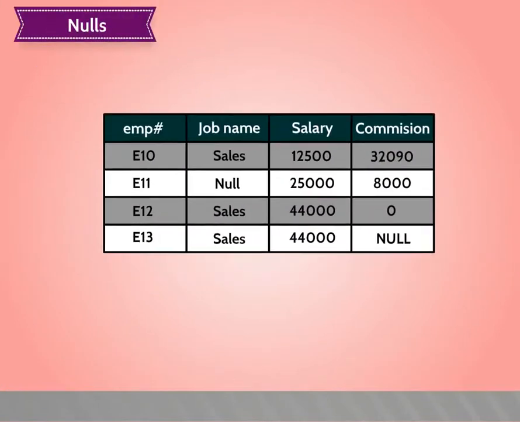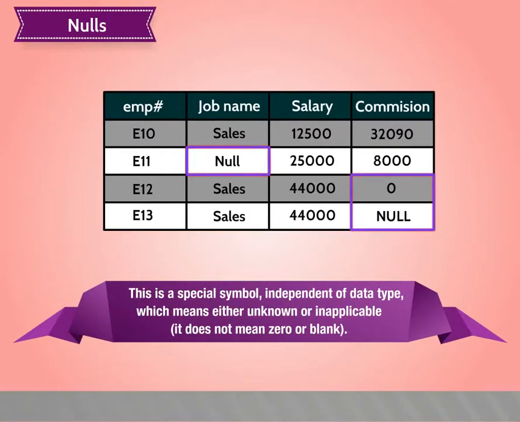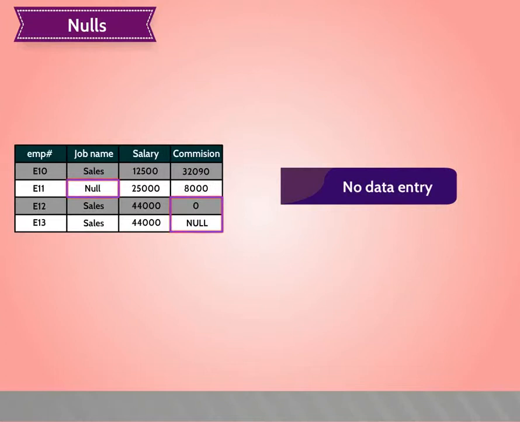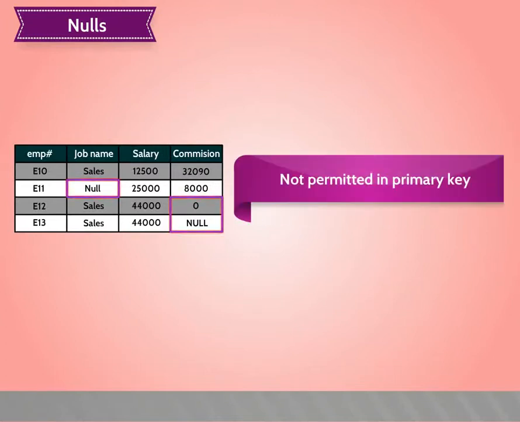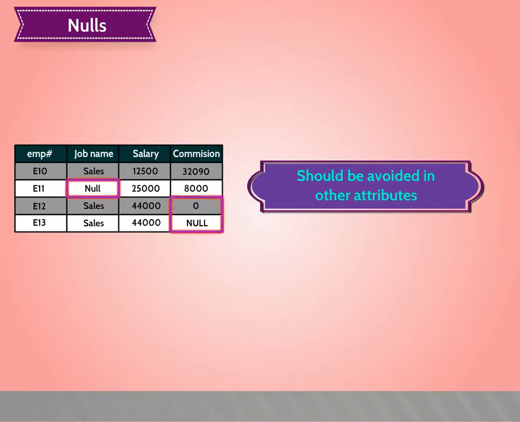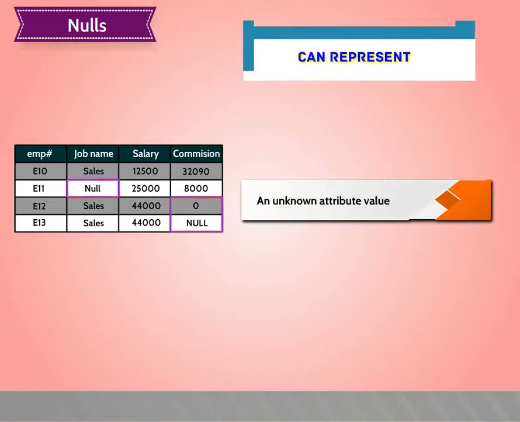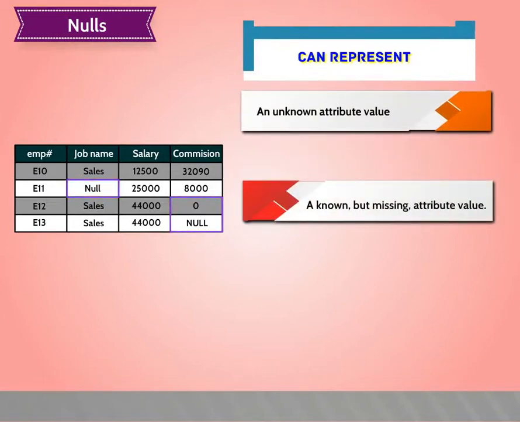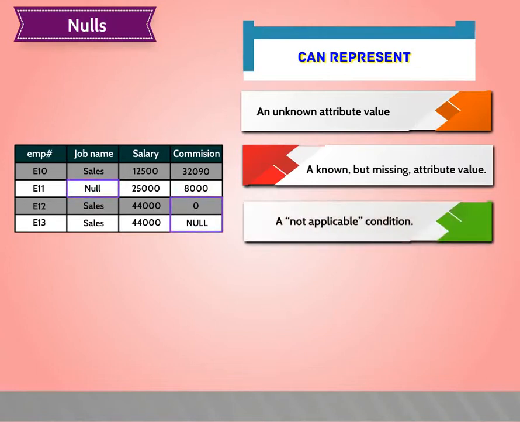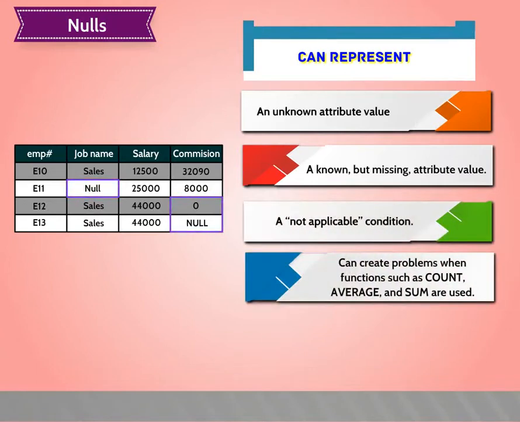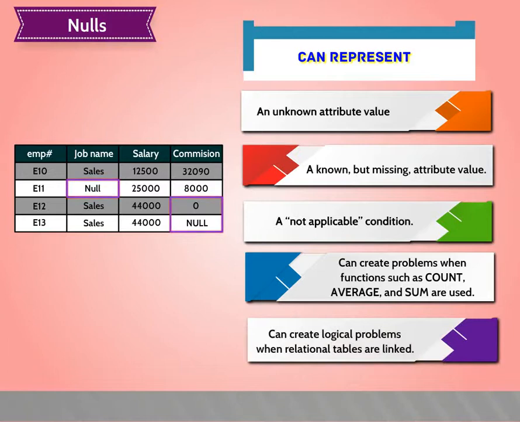Nulls. This is a special symbol independent of data type, which means either unknown or inapplicable. It does not mean 0 or blank. No data entry. Not permitted in primary key. Should be avoided in other attributes. Can represent an unknown attribute value, a known but missing attribute value, a not applicable condition. Can create problems when functions such as count, average, and sum are used. Can create logical problems when relational tables are linked.